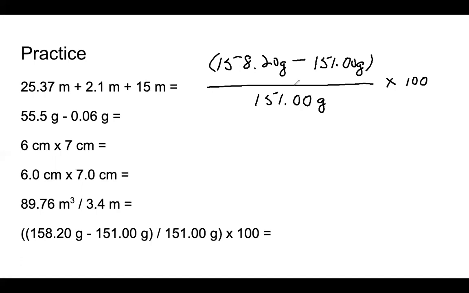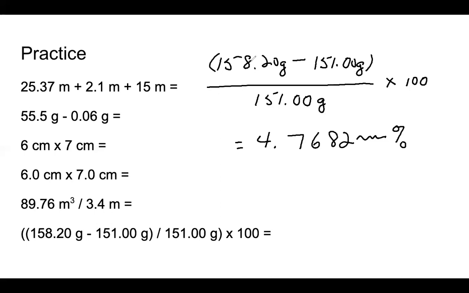Okay, so what are the rules? Do the whole thing on your calculator and get a whole bunch of digits. So 158.2 minus 151, divided by 151 times 100 equals. All right, so I'm going to write a whole bunch of digits down. 4.7682, and so on. Grams minus grams is grams, and grams divided by grams cancels out, times 100 means we have a percent. Now I do the sig figs.